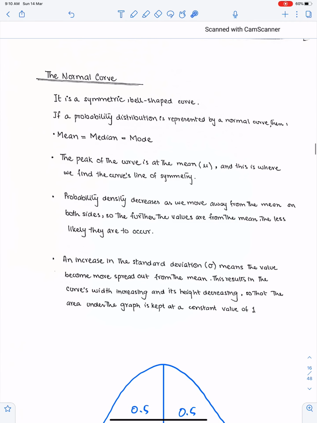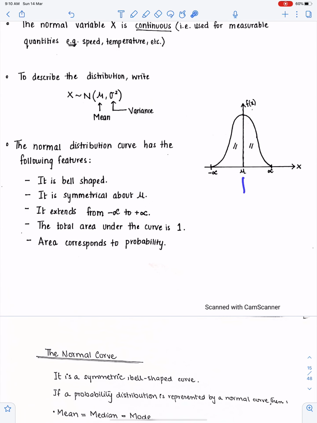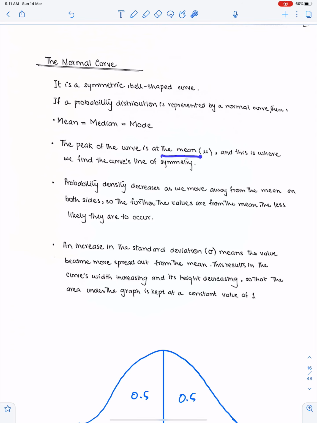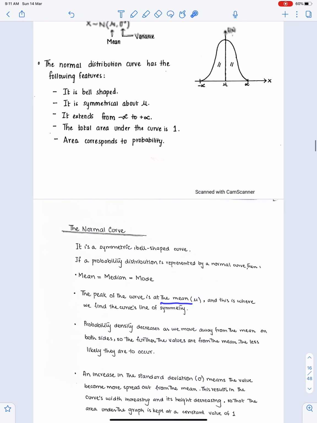The normal curve is a symmetric bell-shaped curve. If a probability distribution is represented by a normal curve, then mean, median and mode will all be equal. Here this is the mean, this is the median, and this is the mode, because this curve is perfectly symmetrical. The peak of the curve is at the mean, and this is where we find the curve's line of symmetry.